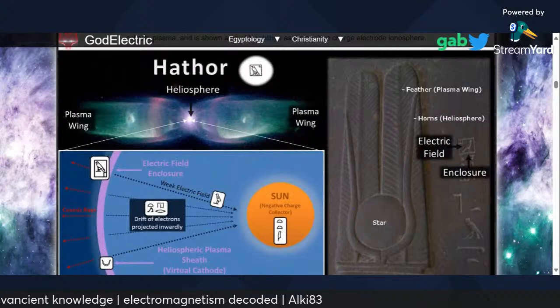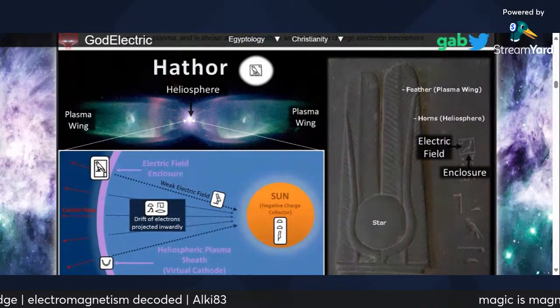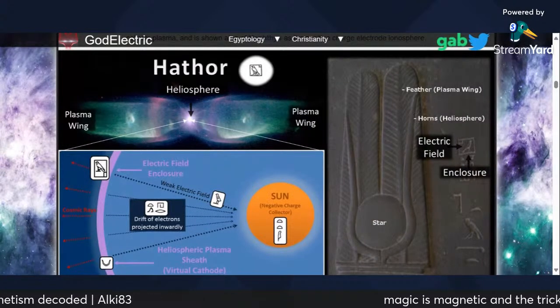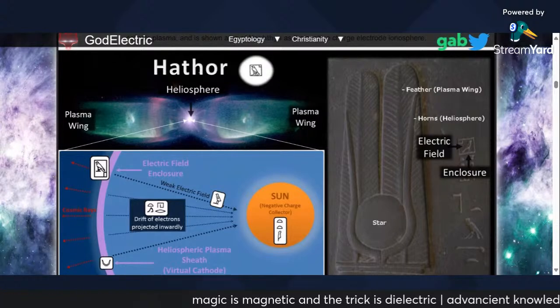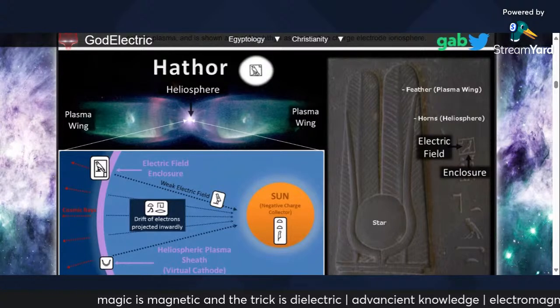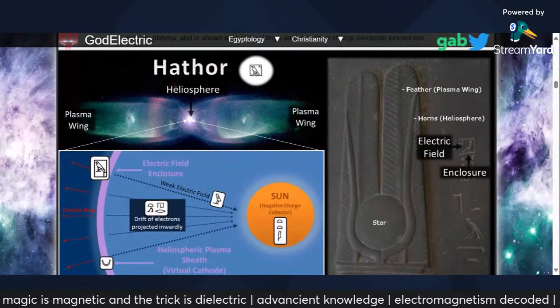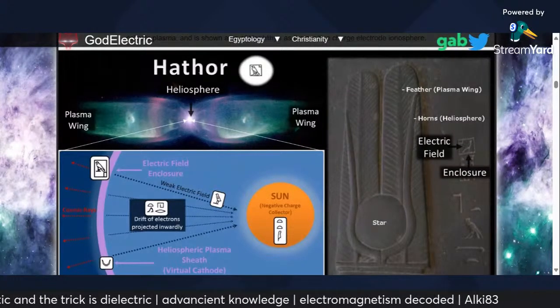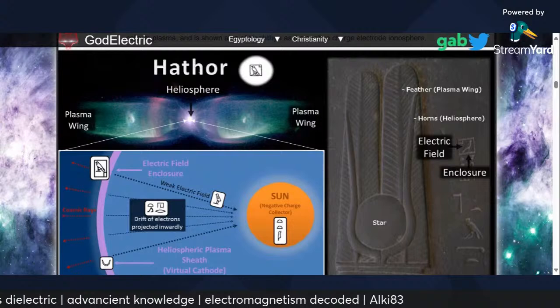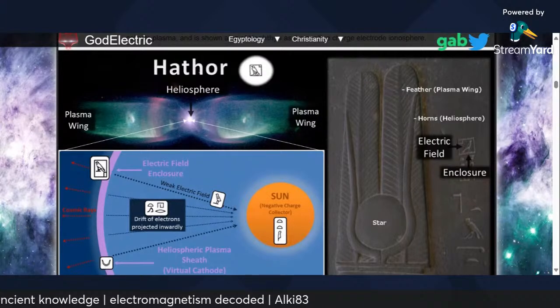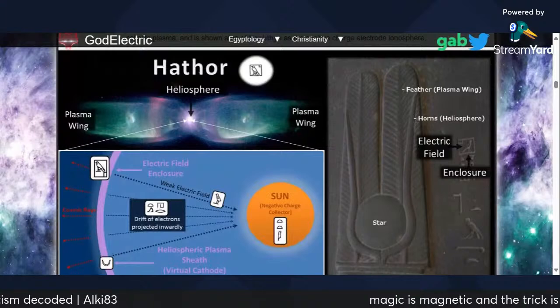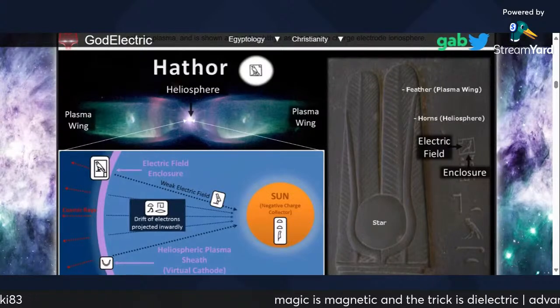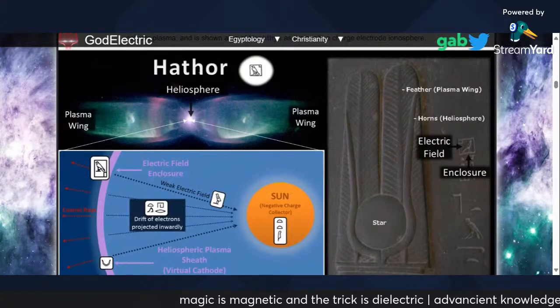We will now look in further detail at Hathor. Hathor is the heliosphere, explained by her hieroglyphs as Horus, or the electric field inside an enclosure. The heliosphere exists at the center of the hourglass shape in the nebula. It is the weak electric field that surrounds the anodic star. At the edge of the heliospheric boundary, far beyond the outermost planets, there is a heliospheric plasma sheath. This acts like an enclosure protecting the planets and is symbolized by the horns on Hathor's headdress.